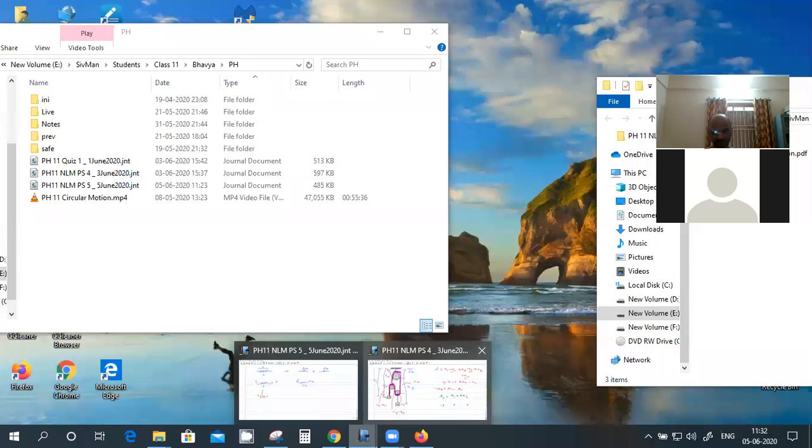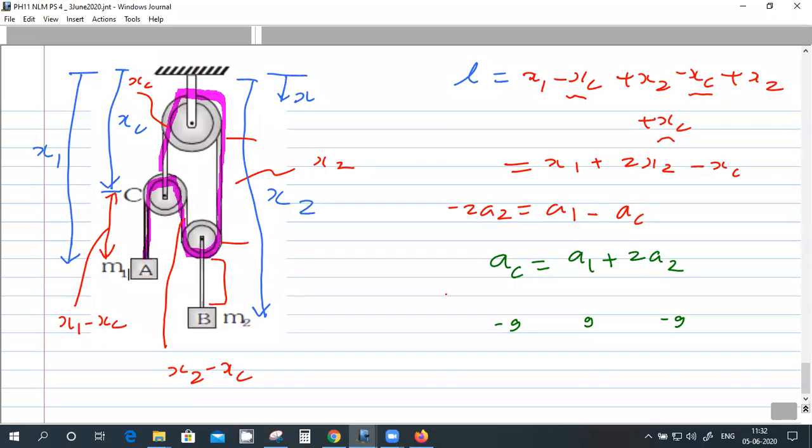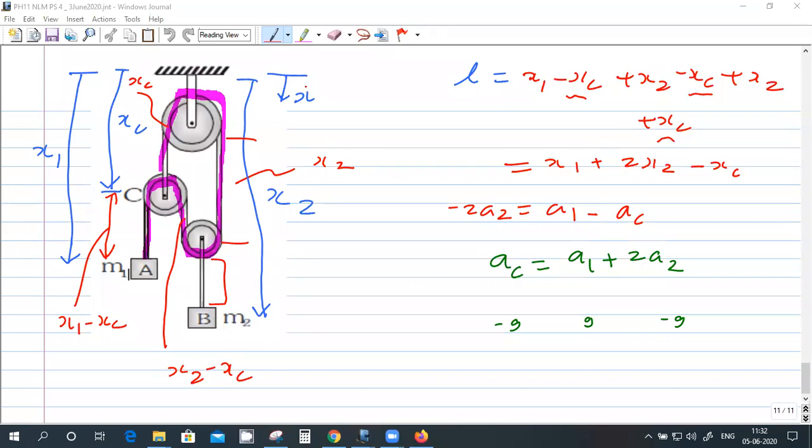So, any questions from the last class? No, sir. Okay, this thing we did last time. This is a constraint equation, the length of the string. So, you get the length, right? Mark it. x1 minus xc is this length.